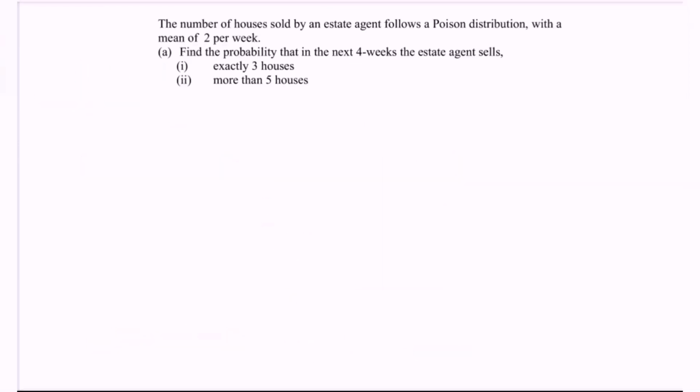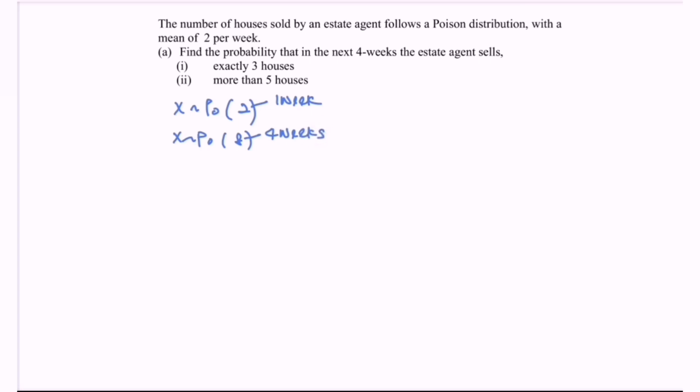Hello everyone, in this video I'm going to discuss the example for special probability distribution. The number of houses sold by an estate agent follows a Poisson distribution with a mean of 2 per week. So in here, X is Poisson distributed with 2 for 1 week. A. Find the probability that in the next 4 weeks the agent sells... So in here, we have to change the title, where we have X is Poisson distributed with 8 due to 4 weeks.